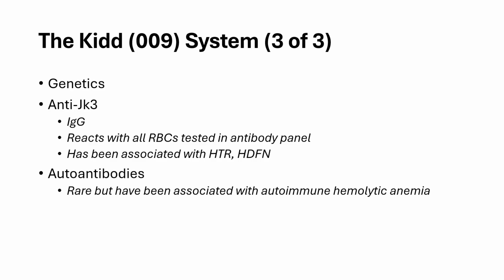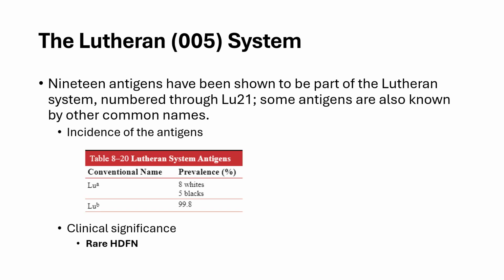Autoantibodies in the Kidd system are a rare occurrence, autoantibodies against Kidd antigens. These autoantibodies may be implicated in autoimmune hemolytic anemia. The Lutheran system is composed of 19 antigens numbered LU1 through LU21. Some numbers are skipped, so just keep that in mind. But some Lutheran antigens also have alternative common names, genetically determined by the LU gene on chromosome 19.